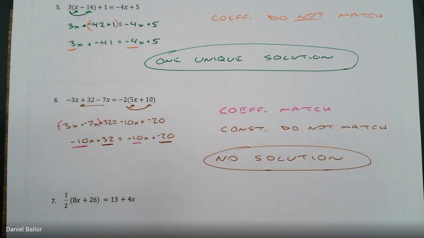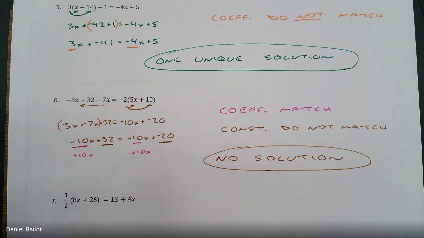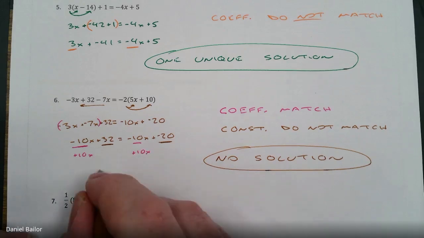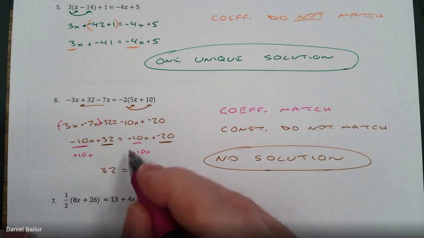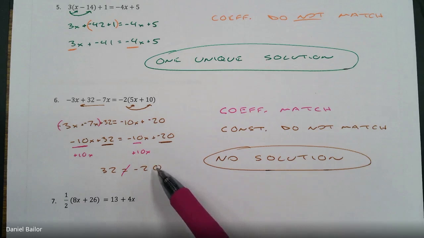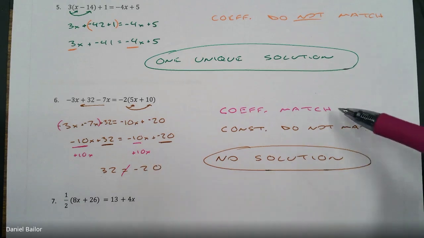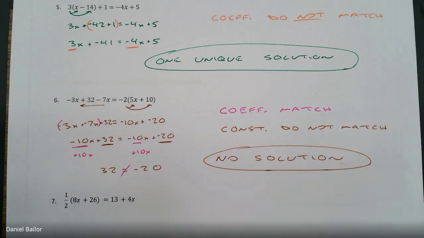You can even prove it if you keep working. If you add 10x to both sides, you get 32 equals negative 20, which is not true, no solution. But this is an extra step you don't have to do today because you know these rules. So you can just use your eyes, look at the equation, and tell me. You don't have to finish solving it today.